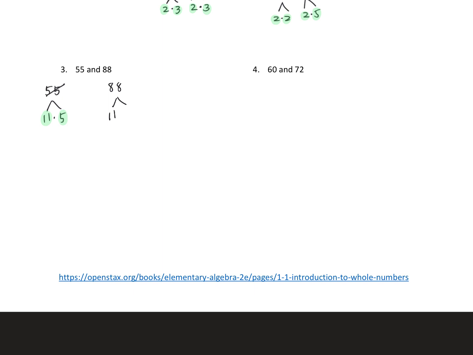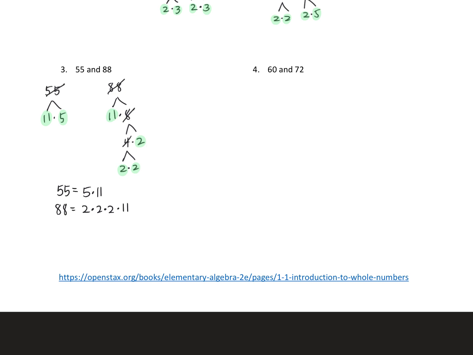88 is 11 and 8. 11 is prime. However, 8 is not. I can keep going with the 8. So 8 will be 4 times 2. 2 is prime. 4 is not. 4 is 2 times 2. And now I'm at the end for 88. So if I make my lists, I have 55 is 5 times 11. And 88, I've got 3 2's and an 11.